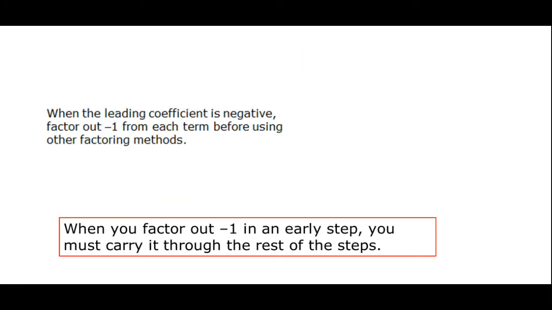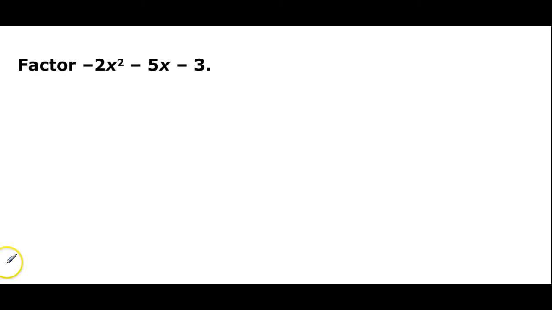Sometimes when it starts with a negative, you want to go ahead and pull out a negative from the very beginning. Sometimes you'll just pull out a -1. This is important to do because we learned some rules about how to tell what the signs are. Those rules don't apply if the leading coefficient is negative. So if you decide to factor out a -1 at the very beginning, it needs to follow through throughout the whole problem. So let's try one or two of those.